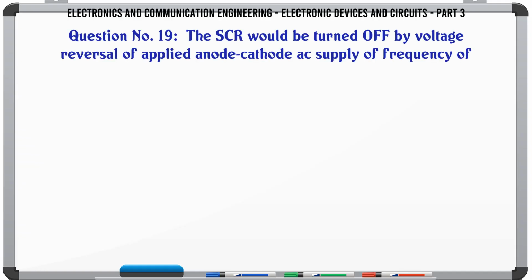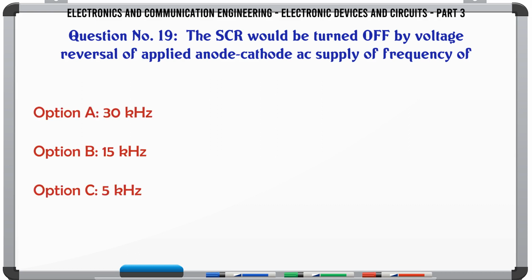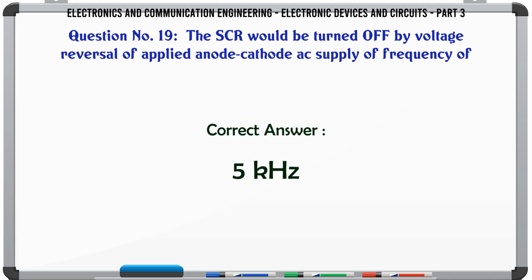The SCR would be turned off by voltage reversal of applied anode-cathode AC supply of frequency of A. 30 kHz, B. 15 kHz, C. 5 kHz, D. 20 kHz. The correct answer is 5 kHz.